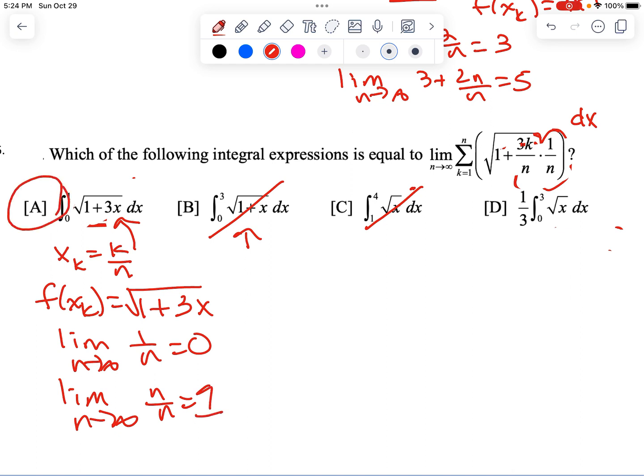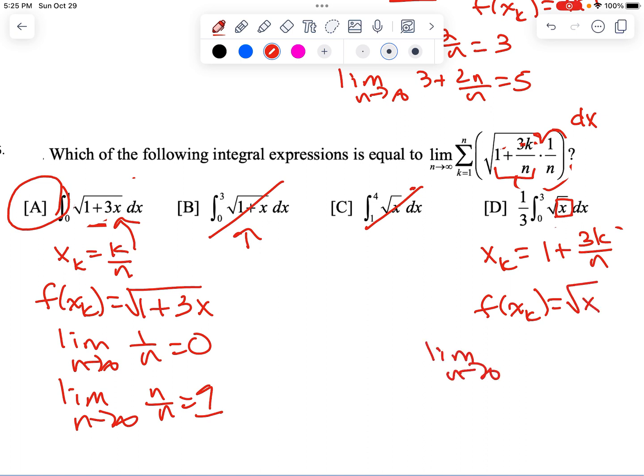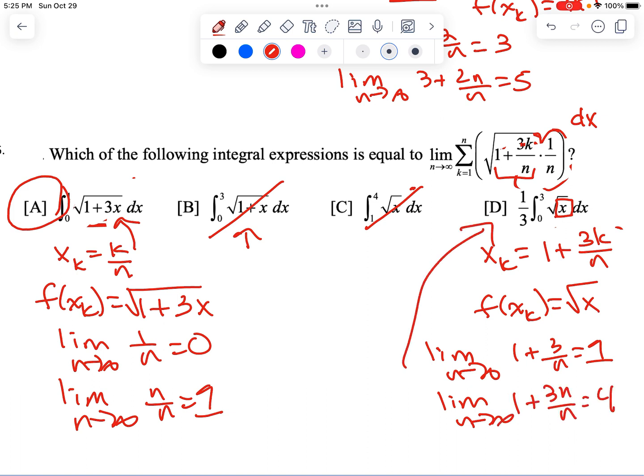If you tried this one over here, because you're taking the square root of everything inside, you would have to pick your x sub k as 1 plus 3k over n. And your f of x sub k would be square rooting that. Okay, but we've got to check our bounds. So let's see. 1 plus 3 over n is 1. And then your upper bound is 1 plus 3n over n, which is 4. And that does not match up with this at all.